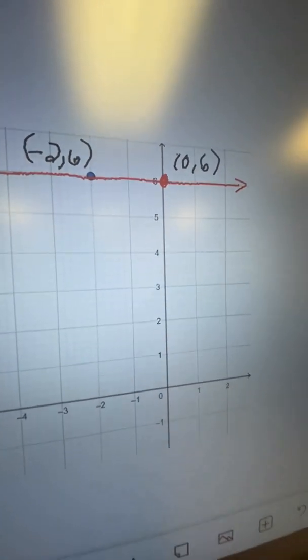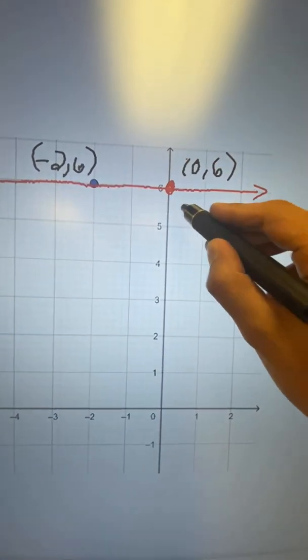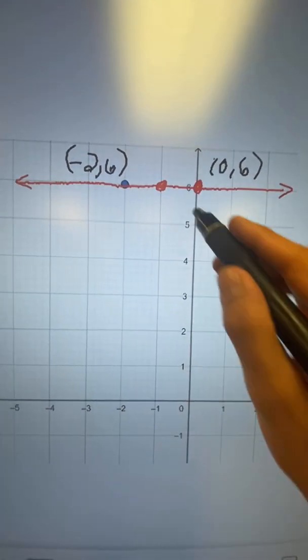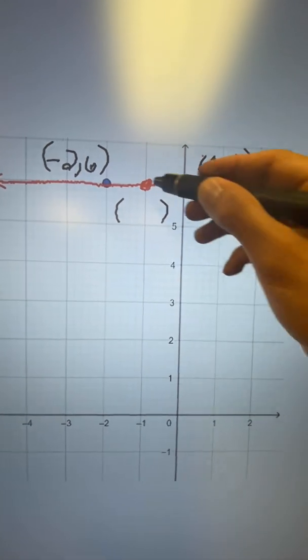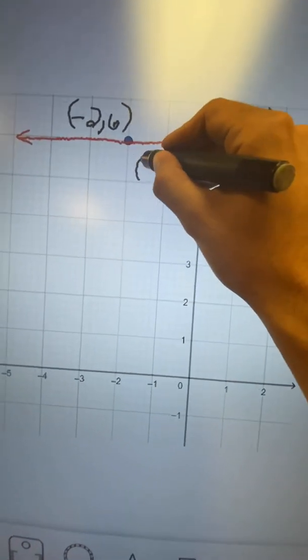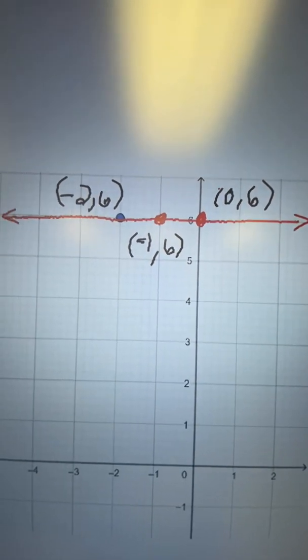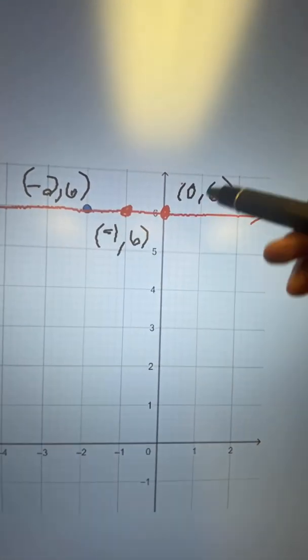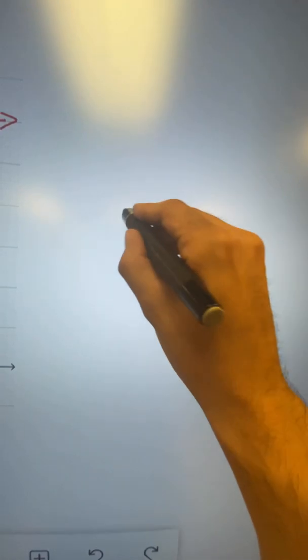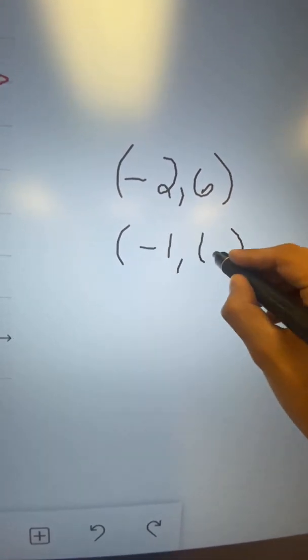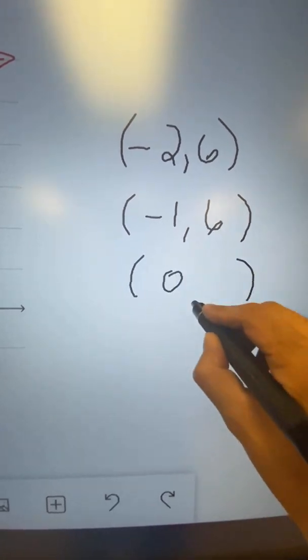And let me mark one more point over here. I'm going to mark this point right here. And I just want you to notice something: here X is -1, Y is +6. So I have 3 points, -2, 6, -1, 6, 0, 6. Let me just write them out over here, stacked above each other. So these are 3 points I marked on the line.